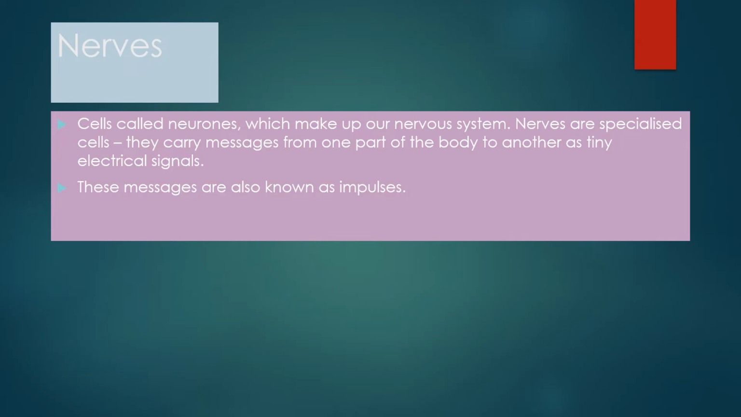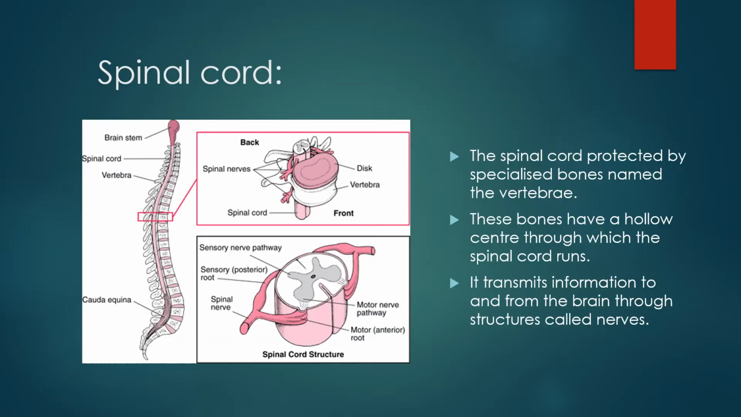Now move on to nerves. We have cells called neurons, which make up our nervous system. Nerves are specialized cells. They carry messages from one part of the body to another. It's really important to remember this, and the fact that messages are also known as impulses. Understand that the spinal cord transmits information to and from the brain through structures called nerves.